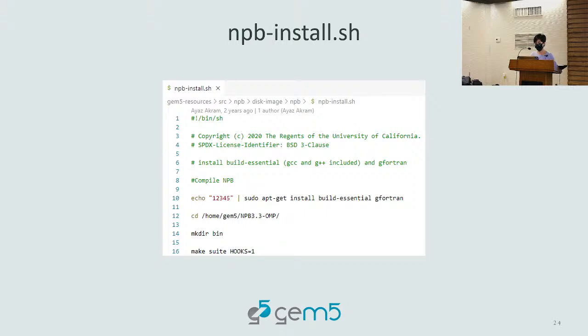The next one is npb-install.sh. This is specific for NAS parallel benchmark, which basically tries to install some dependencies that are required for NAS parallel benchmark, such as a Fortran compiler. And once all of those are available, it goes to that directory and it tries to compile using make and a bunch of dependencies and flags. So after this step is done, it means that we have the compiled code of NAS parallel benchmark in our disk image.